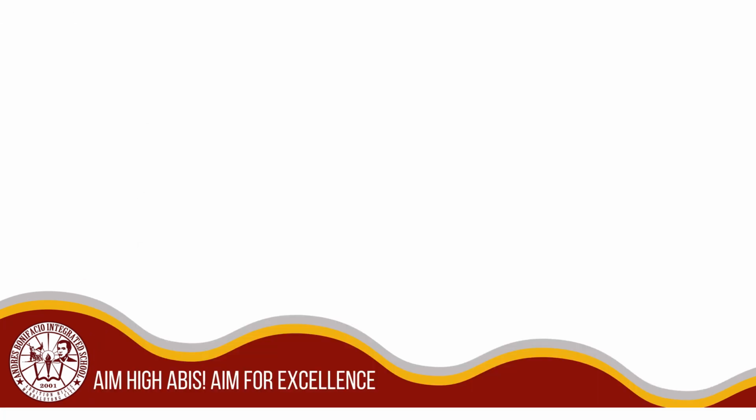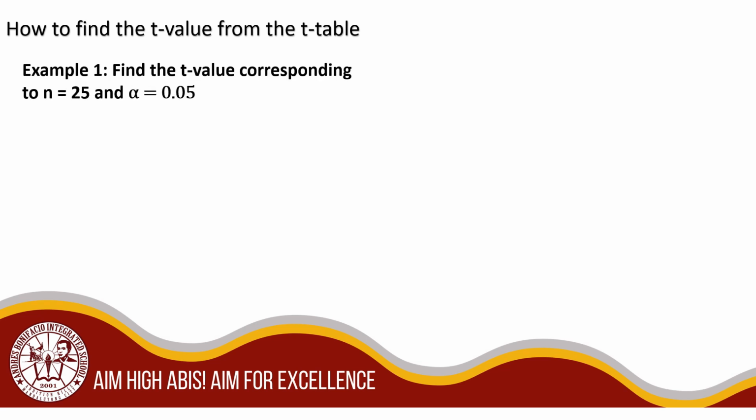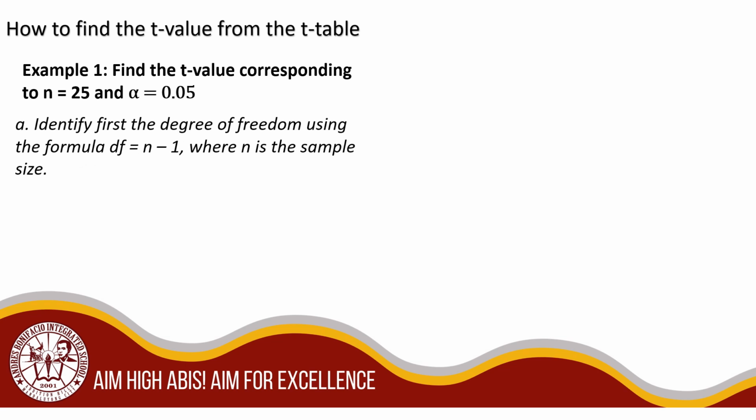Now, let's have examples on how to find the t-value from the t-table. Example number 1. Find the t-value corresponding to n is equal to 25 and the alpha or the area is equal to 0.05. So this is the first thing that we're going to do. First, we have to identify the degree of freedom using the formula df is equal to n-1, where n is the sample size. So since the given is 25, df is equal to n minus 1, so that's 25 minus 1. Therefore, the degree of freedom is 24.